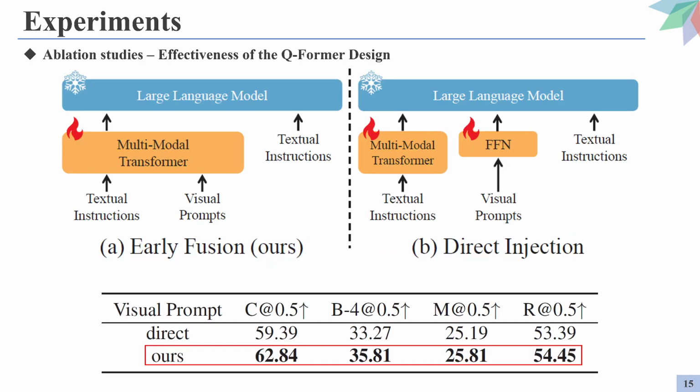The authors also conduct ablation studies to validate their architectural choices. The first examines the effectiveness of the Q-former design, where visual prompts are integrated with text instructions through the multimodal transformer rather than being passed directly into the LLM. As shown in the chart, this early fusion approach achieves significantly better performance than the direct injection approach.